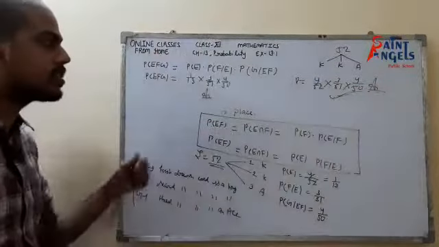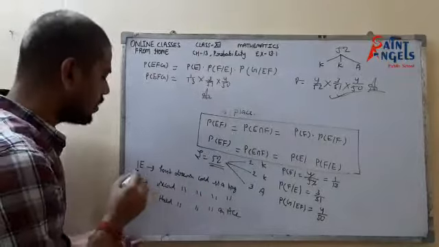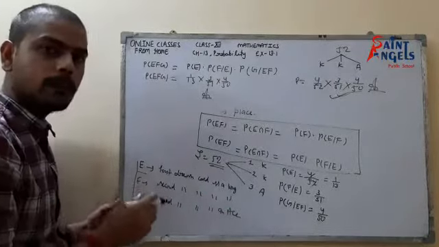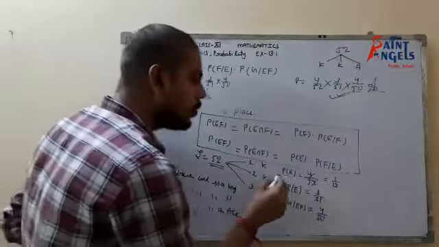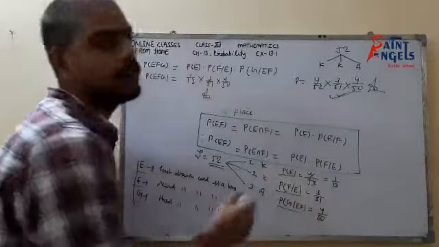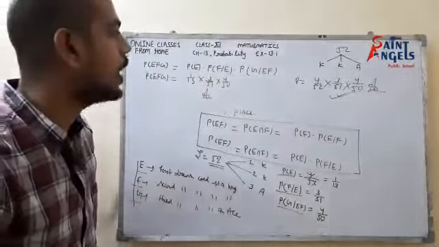But in 12th, whenever you get such a question, you have to make the events. You have to let the events, then write it in this form, then you will multiply. So I hope you get it.